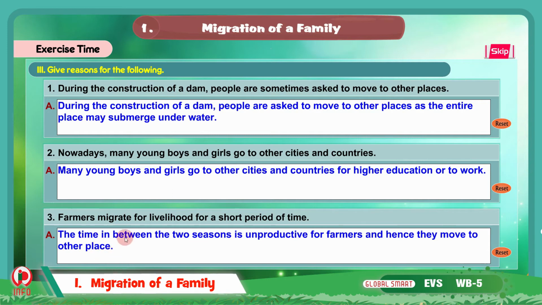Yes, for the farmers, they have two seasons, and the time between these two seasons is unproductive, meaning they cannot grow any crops and there is no work for them to earn money. So in the time between these two seasons they move to other places to earn their livelihood.